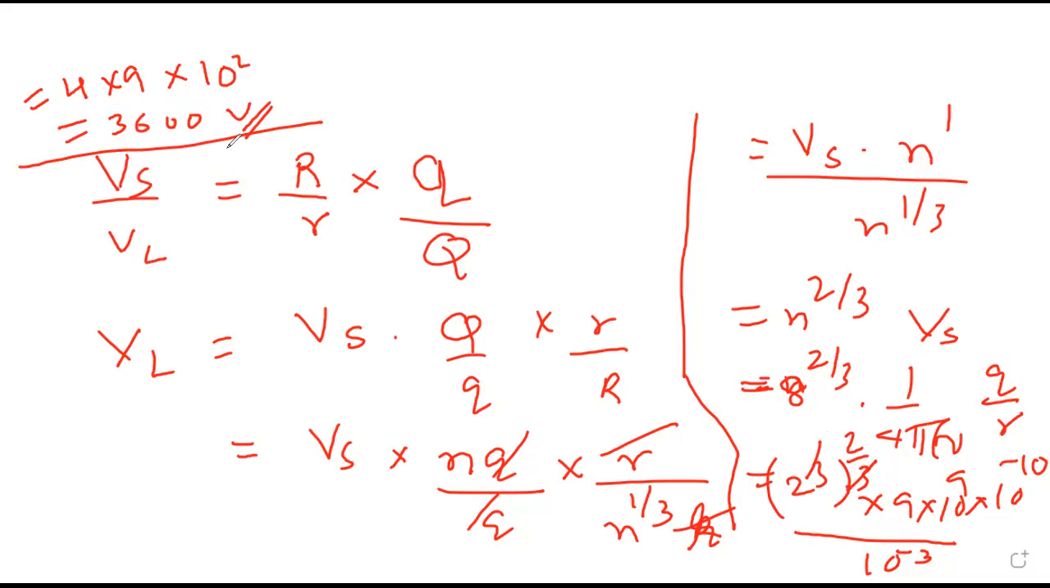So whenever a droplet becomes a drop, I have memorized: V of larger is n raised to 2 by 3, V of smaller.